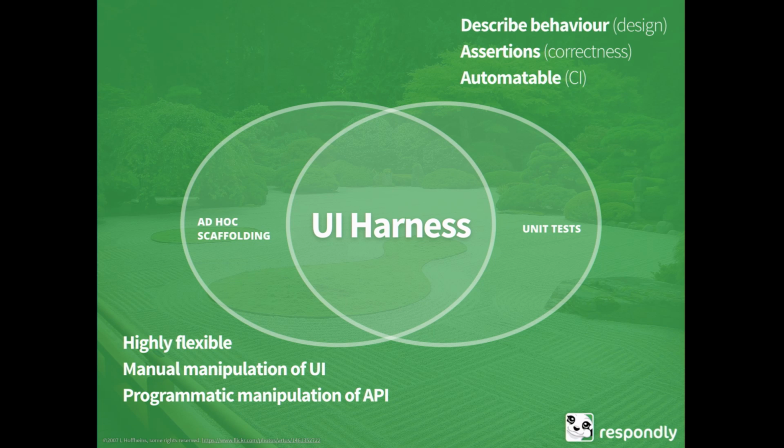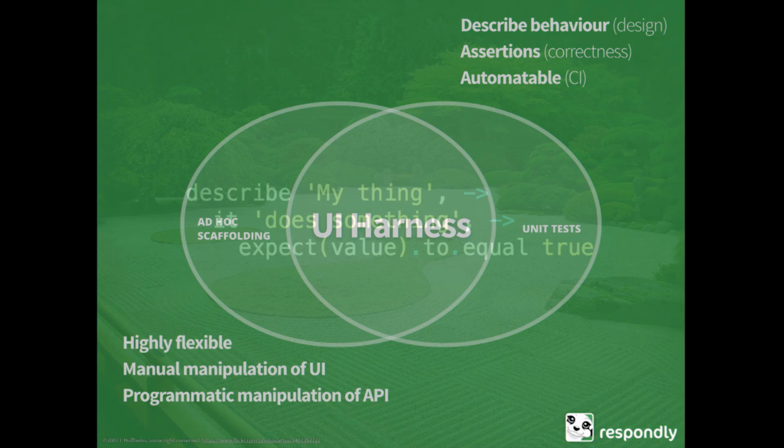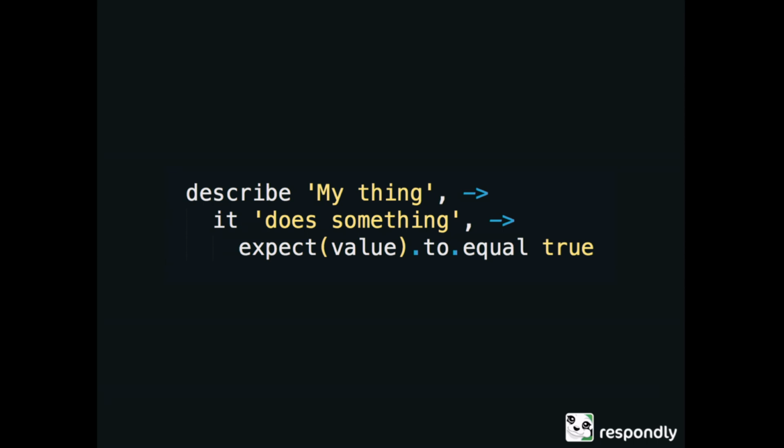On the other side, we have unit tests, which have these qualities. We can describe behavior in a formal manner, so there's a design component to it. We can assert correctness, which then means we can automate it and bring it into a CI situation, a continuous integration server. So with that, we've started with the behavior-driven development semantics as our DSL base.